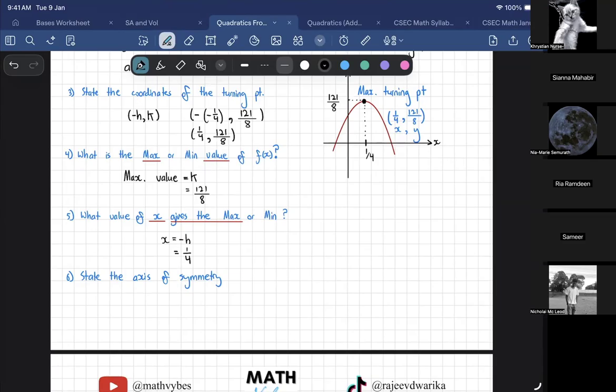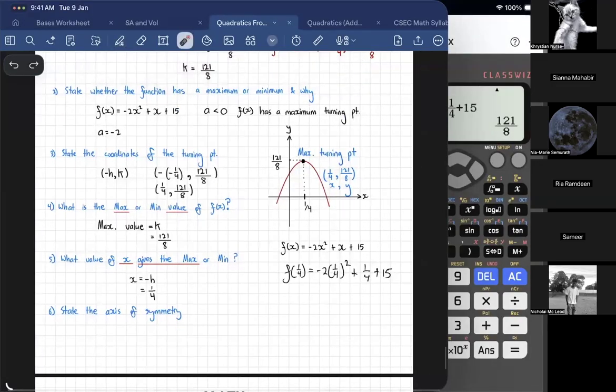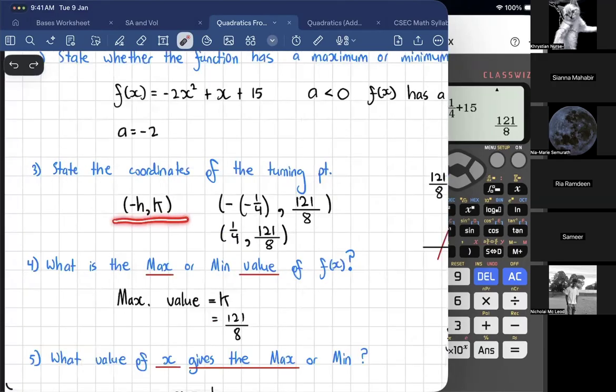So I was going to ask you if you could do it one more time, just to get it in there. No problem. Right, so Ria, if they ask you for the coordinates at the turning point, they want to know the maximum or the minimum point. Like, at what point does the graph turn? And that is always given by minus h comma k. Ria, we previously found h and k.